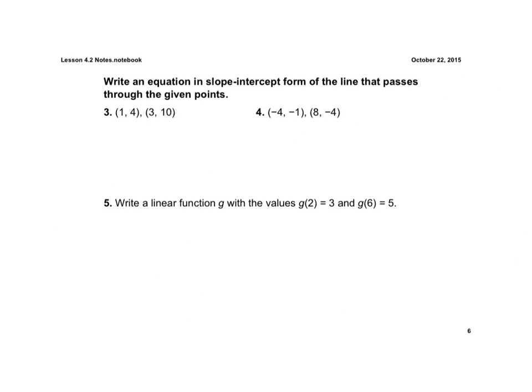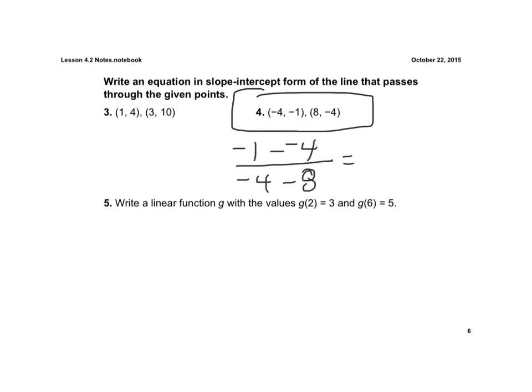Alright, now it says write an equation in slope-intercept form of the line that passes through the given points. So again, I'm not going to do both of these, so I'm going to go ahead and do number 4 here. And so again, we have to find the slope. So I'm going to take negative 1 minus a negative 4 all over negative 4 minus 8. I keep, change, that gives me a positive 3. Keep, change, and I get negative 12, reduces to a negative 1/4. And now that's my slope.